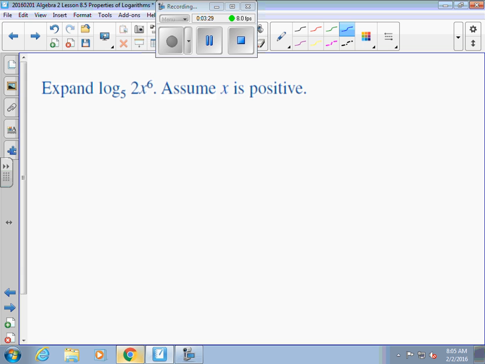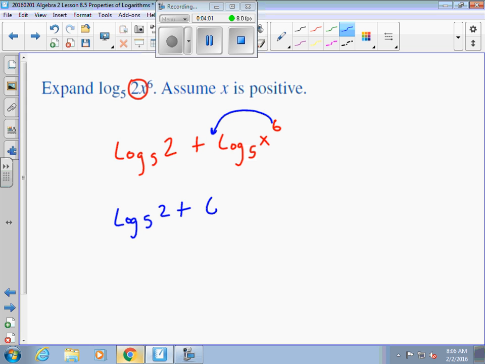Okay, separate the multiplication first. So separate this from this. You would write it as log base 5 of 2 plus log base 5 of x to the 6th. So that's separating the multiplication. Then you have one more step. You need to bring the 6 up front of this one. So it becomes log base 5 of 2 plus 6 times log base 5 of x. This is the expanded version.